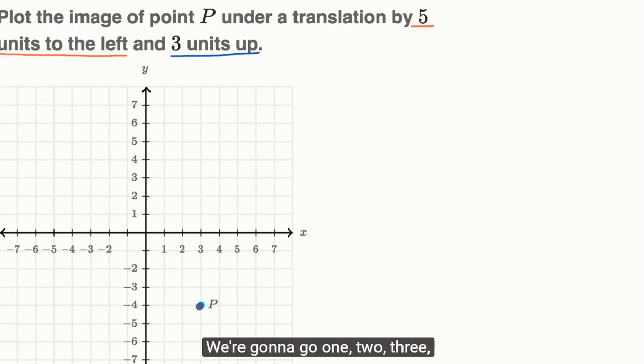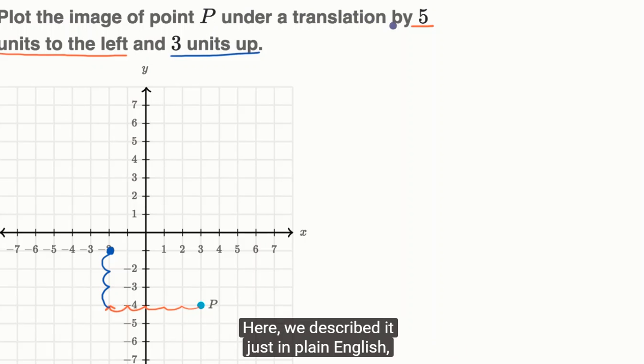So we start right over here. We're going to go 1, 2, 3, 4, 5 units to the left. And then we're going to go 3 units up. So that's going to be 1, 2, 3. And so the image of point P, I guess, would show up right over here after this translation described this way. Now, there are other ways that you could describe this translation.